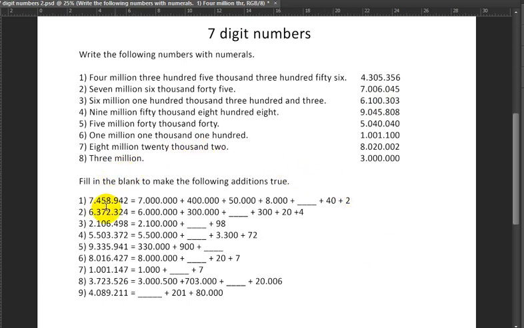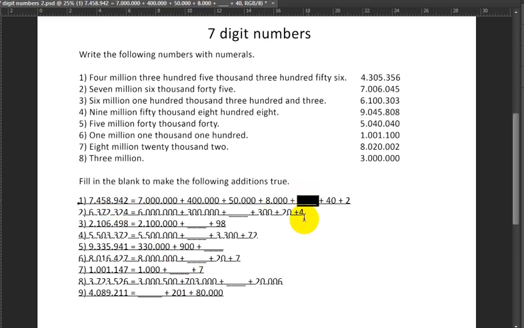All right, next up, we have 7,458,942, and we need to fill in the blanks here to make the additions true. So we have that 7,458,942 is equal to 7 million plus 400,000 plus 50,000 plus 8,000 plus something plus 40 plus 2. Well, since I have all of these, the only thing that I'm missing, if you look closely, is the 900s. So the number that needs to go here is 900.